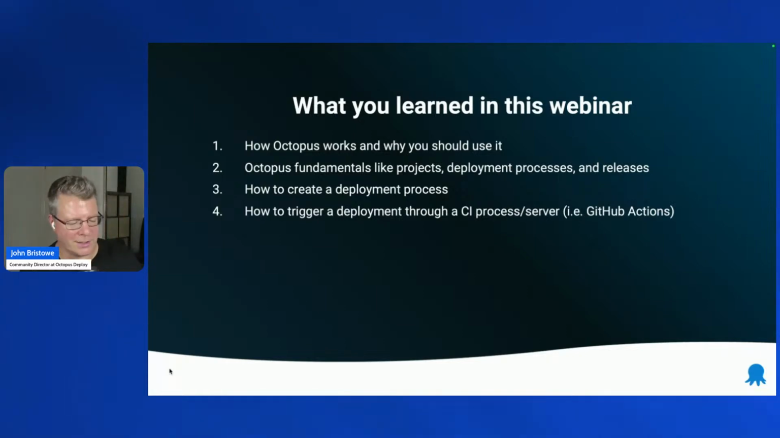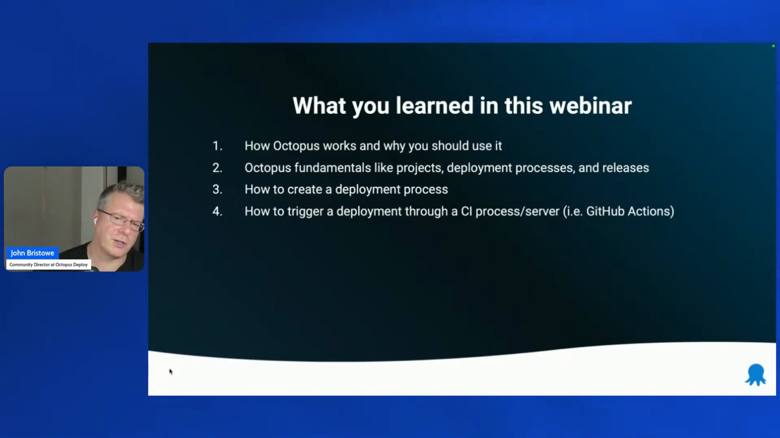All right, so there you go. This is what you learned during the webinar. We talked a little bit about how Octopus works and why you should possibly consider it for your deployment pipelines. We talked about a bunch of fundamentals as well. I threw a lot of terms at you. I know it's a lot, but once you get a sense of what these terms mean and how they map to your mental model of what you're actually doing when deploying, they make a lot of sense. So you have projects, deployment processes, releases, etc. Packages. These are sort of generic terms to represent things like files, but you get the gist.